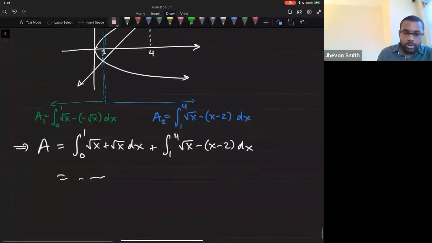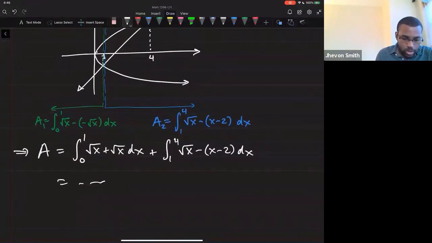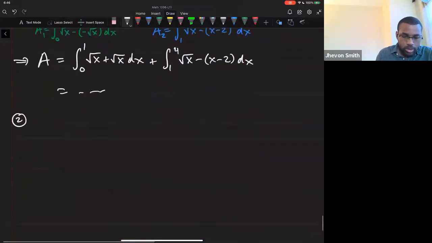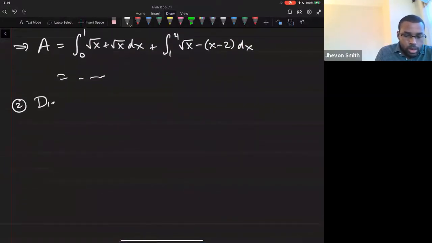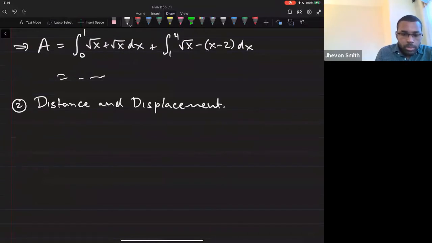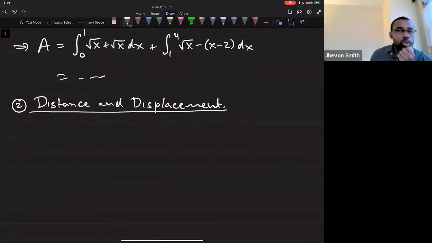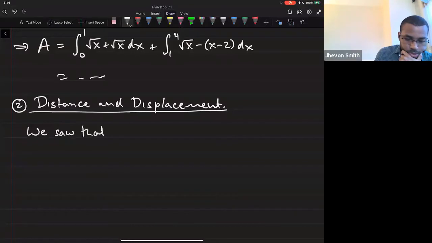Okay, so now let's move on to distance and displacement. So this is also related to motion. We saw that, maybe I should actually give definitions first.